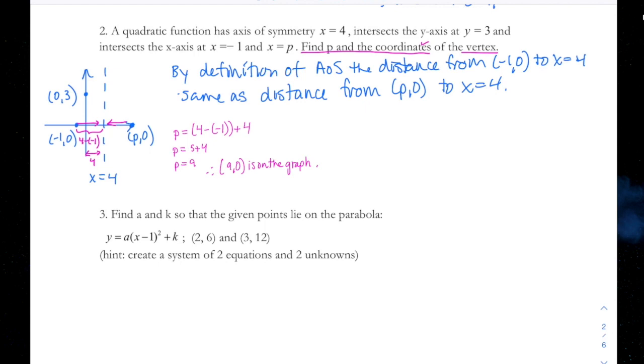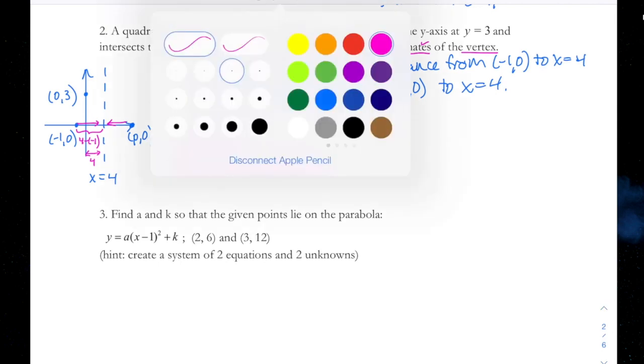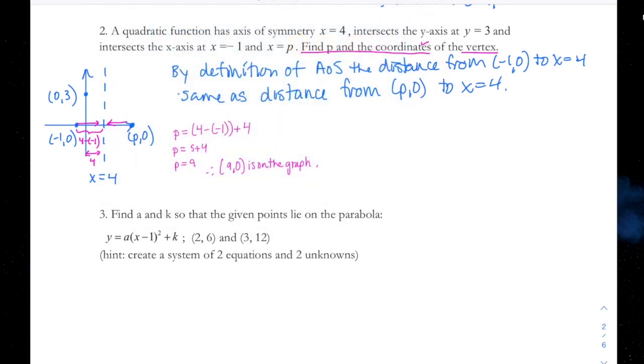So how do I find the vertex? Well, actually, I do need the equation of the parabola in order to do that. So I'm going to start with factored form. And the reason I start with factored form is because I know the x-intercepts. So by zero product property, I know the formula in factored form. So now I'm going to sub in the other point I know, which is 0, 3.